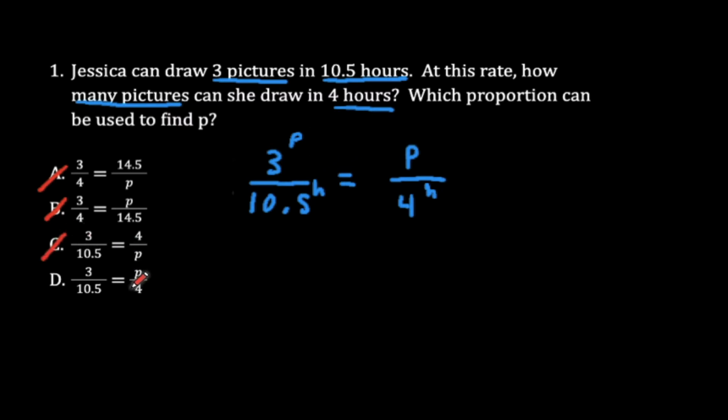What about answer choice D? Well, we have 3 in 10.5 hours, and then we have p in 4 hours. So this is the correct setup here. So answer choice D is the correct answer choice. So let's move on to the next one.